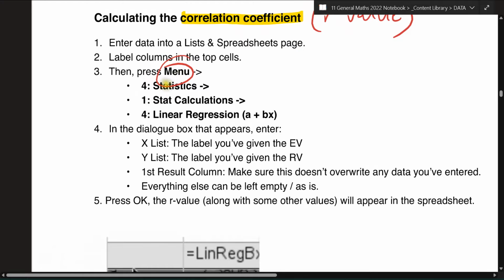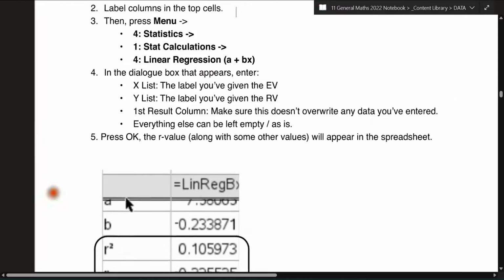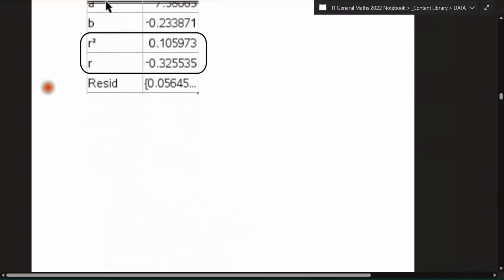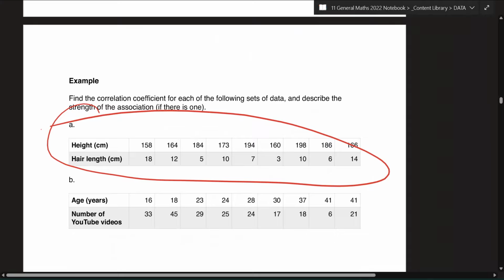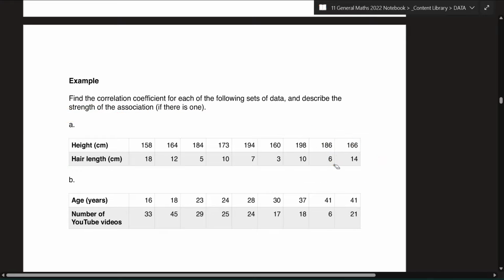And then you've probably seen this before. Menu, and then you press 4, which will give you the stats, press 1, which will give calculations, and then number 4, which would be linear regression. Now, these are actually shortcuts. So when I say menu 414, it's a shortcut on how to get to calculating your correlation coefficient on your calculator, okay? Well, let's do that on our calculators. So what I want you to do is we're going to work on question example A there. Put these numbers in your calculator.